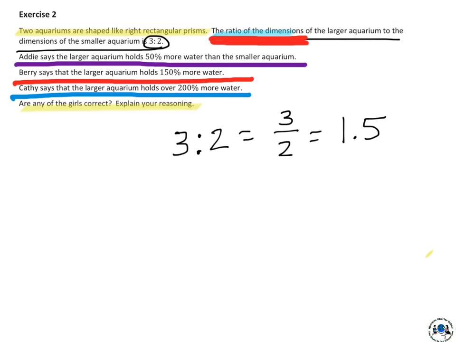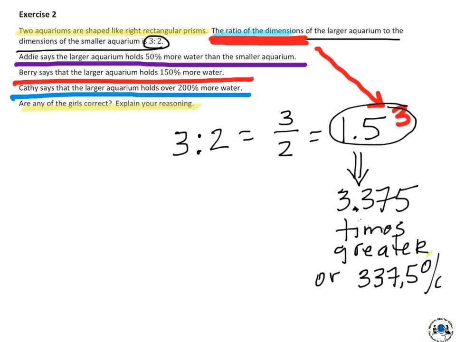Okay, each dimension, and when we're talking about volume, we're talking about 3 dimensions. All right, therefore we need to account for all 3 of those dimensions. So we know if each one is going to be 3 dimensions, we need to multiply 1.5 times 1.5 times 1.5. Okay, so this ratio of 1.5, or 3 to 2 here, needs to be multiplied by itself 3 times. Okay, so 1.5 times 1.5 times 1.5, and that leads to 3.375 times greater, or 337.5%.